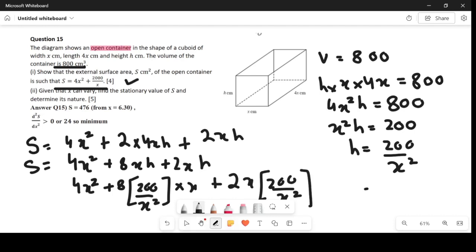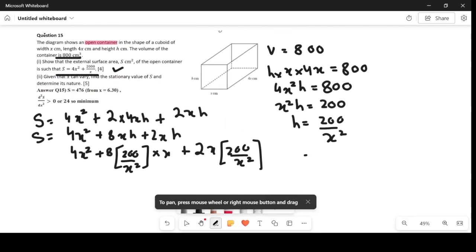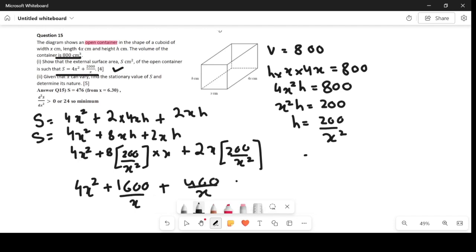Okay, what does this give us? So we get 4x squared plus 1600 upon x, and we get 400 upon x. We can add these two fractions. That gives us 4x squared plus 2000 upon x equals the surface area. And we have proved the required equation.